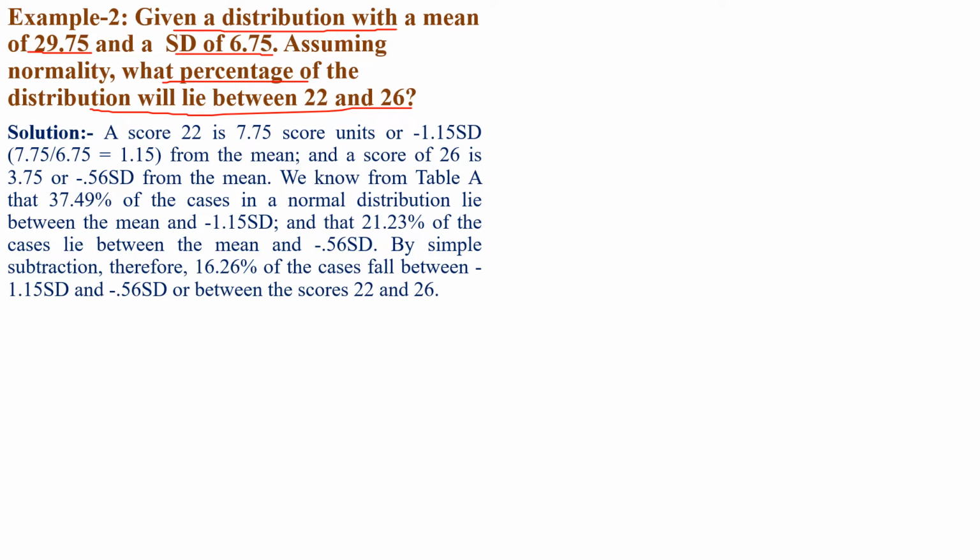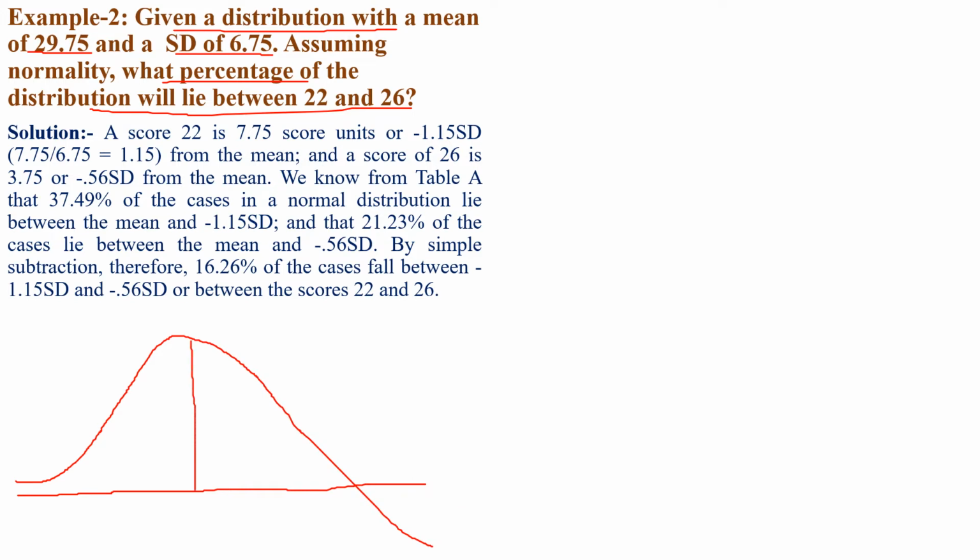So before starting the calculation, first we try to understand the exact area, the exact location of our distribution. In this case, first we draw the normal distribution curve. Suppose this is the normal distribution curve, and as per the mean value, this is 29.75. So we need to find the score between 22 and 26.